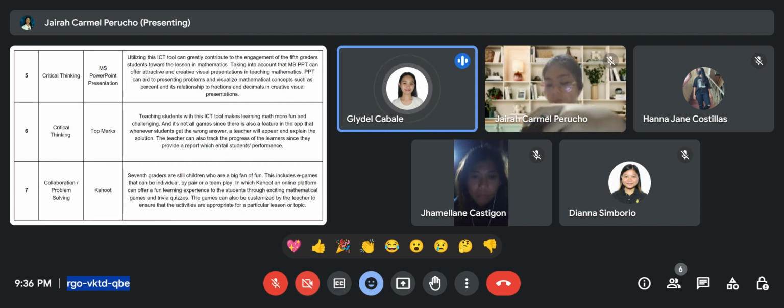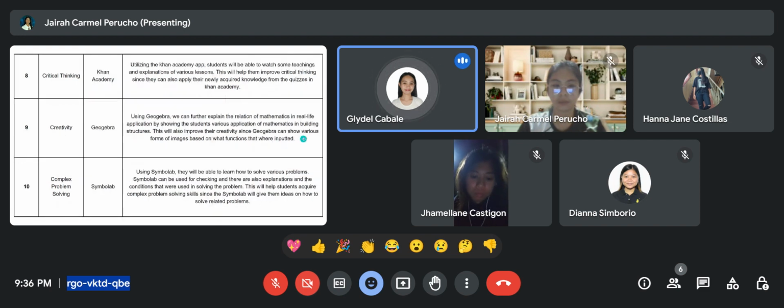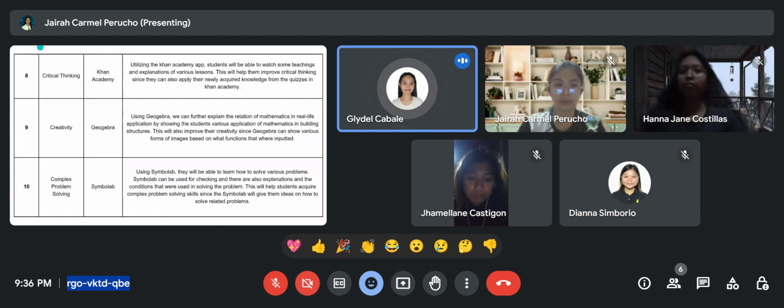And to ensure that you can also establish critical thinking, the teacher can also customize the activity that is appropriate for the learners and their learning style, corresponding to the lesson you are teaching. So I think that's all for grade 7. So moving on to grade 8, and that will be discussed by Hannah Jane.